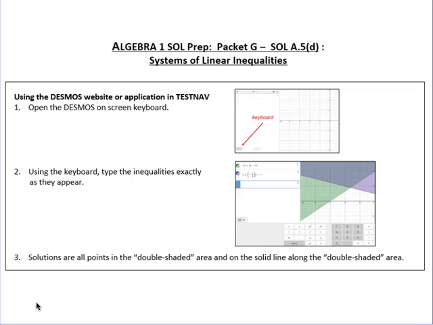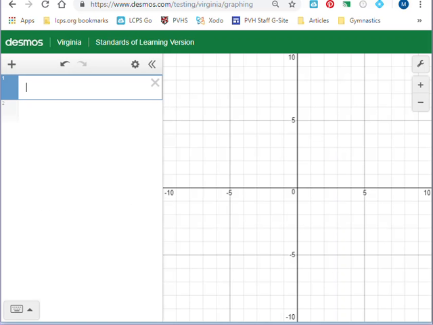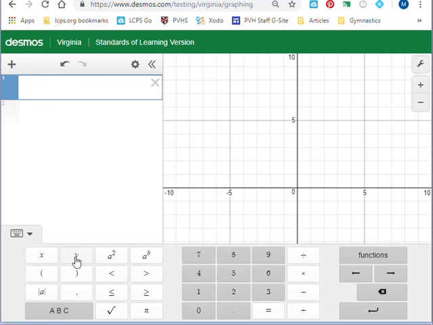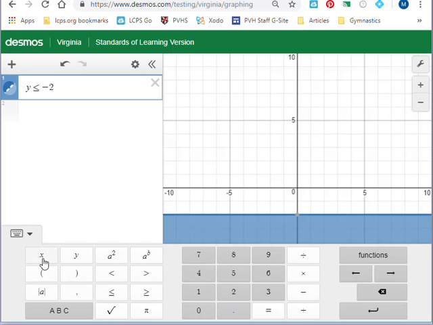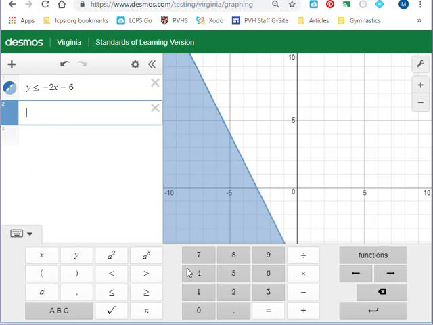Let's take a look at a couple of examples so you can see what I mean. First, we want to know which shaded region represents the solution to the system of linear inequalities. We are given our system and we have 4 graphs to choose from. So let's go to Desmos and type our system. If we pull up the keyboard, we have y is less than or equal to negative 2x minus 6. And then in the second line, we want to type the second inequality.